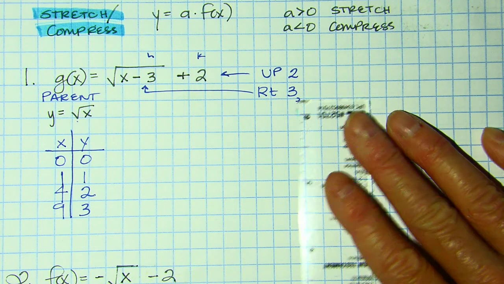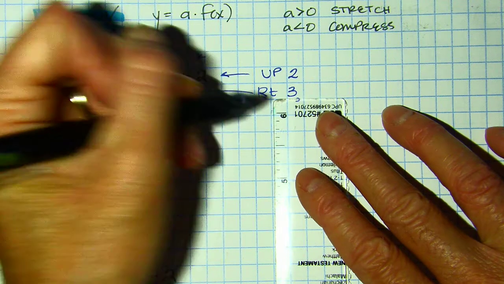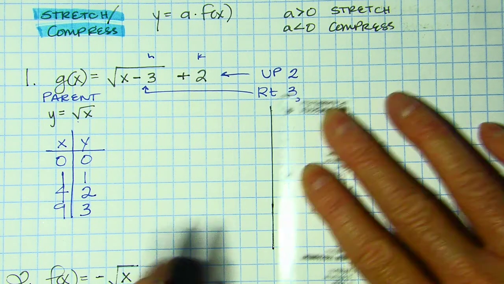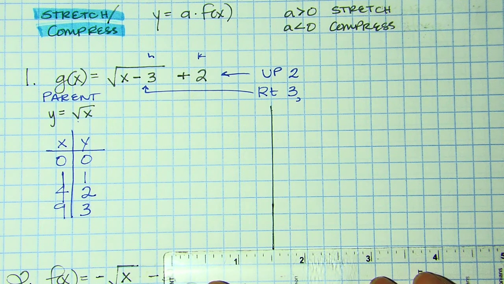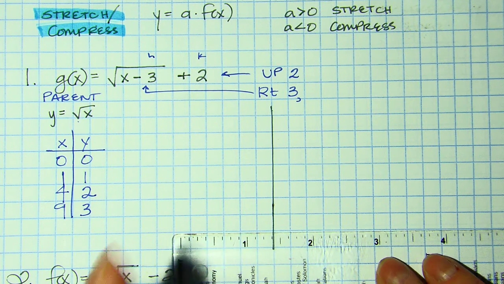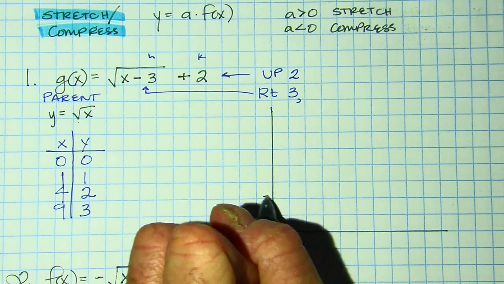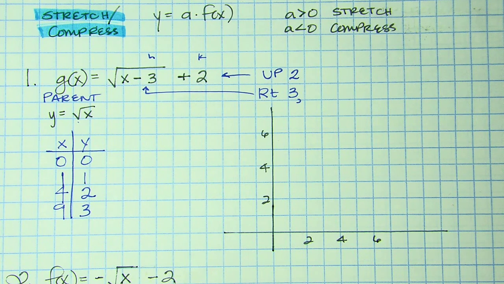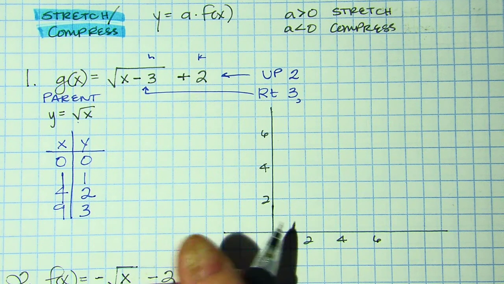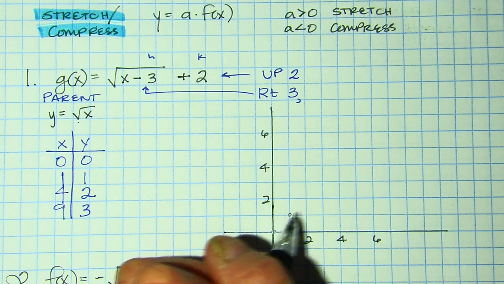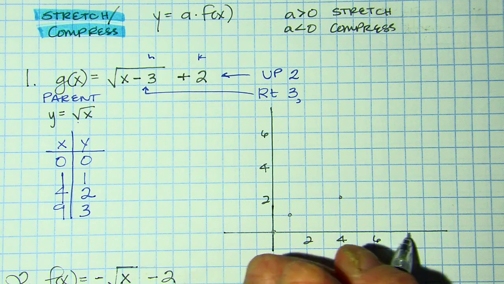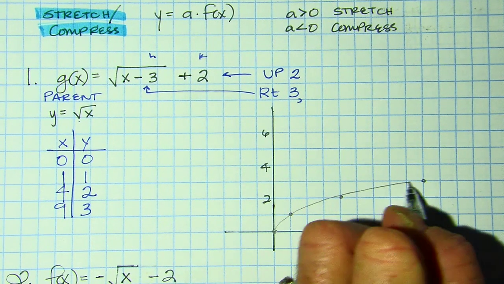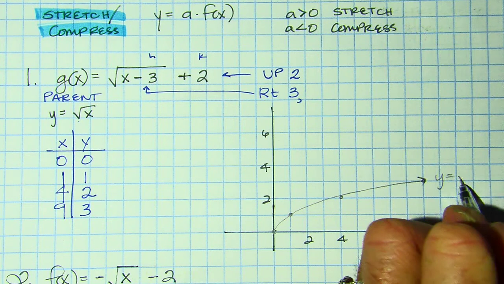So I'm going to draw my x and y axes. Sorry, I went quiet for a little bit. 2, 4, 6, 2, 4, 6. And I'm going to plot my parent function in pencil. So 0, 0, 1, 1, 4, 2. Right here's my parent function. This is y equals the square root of x.